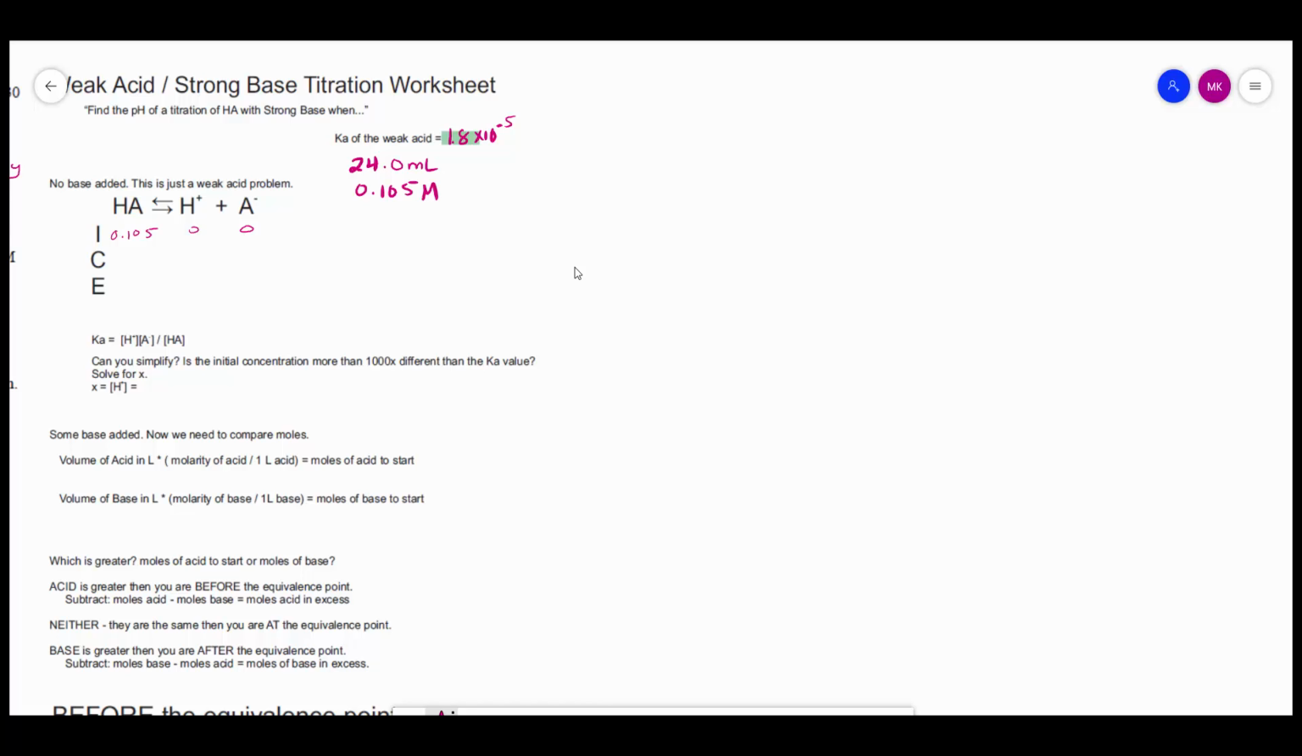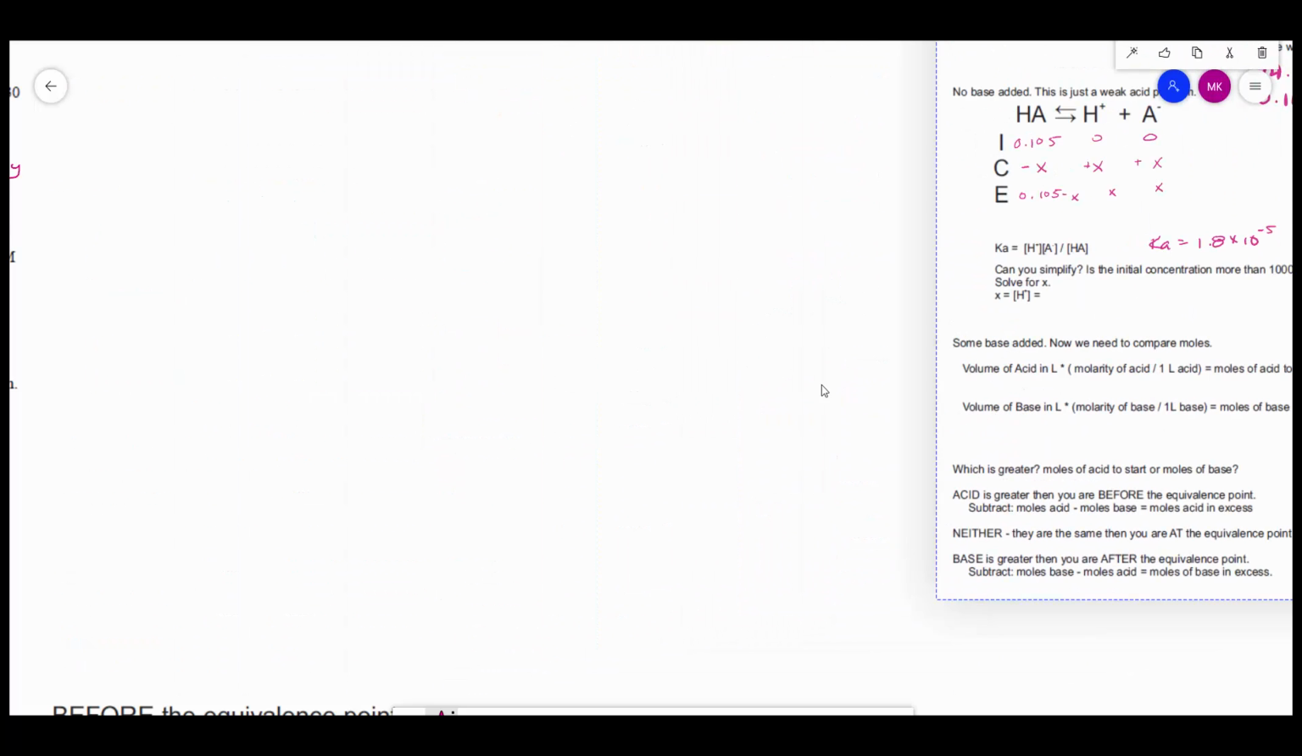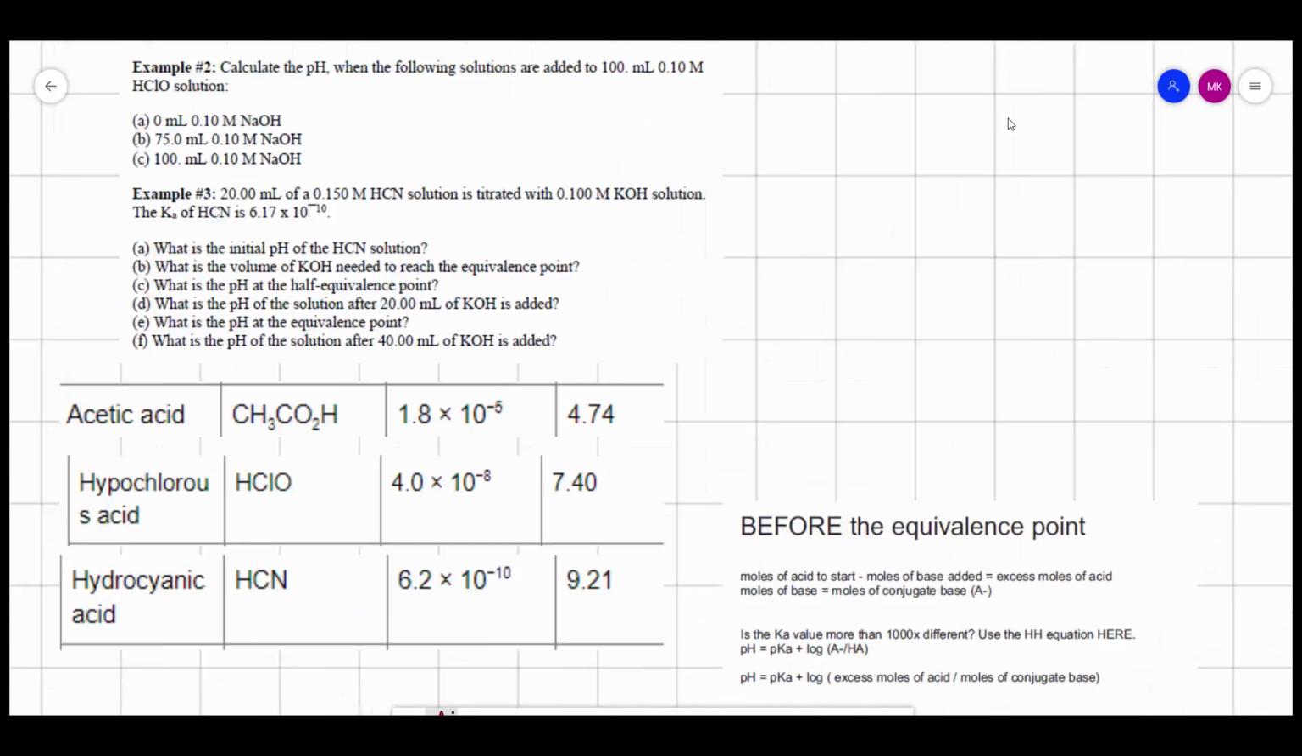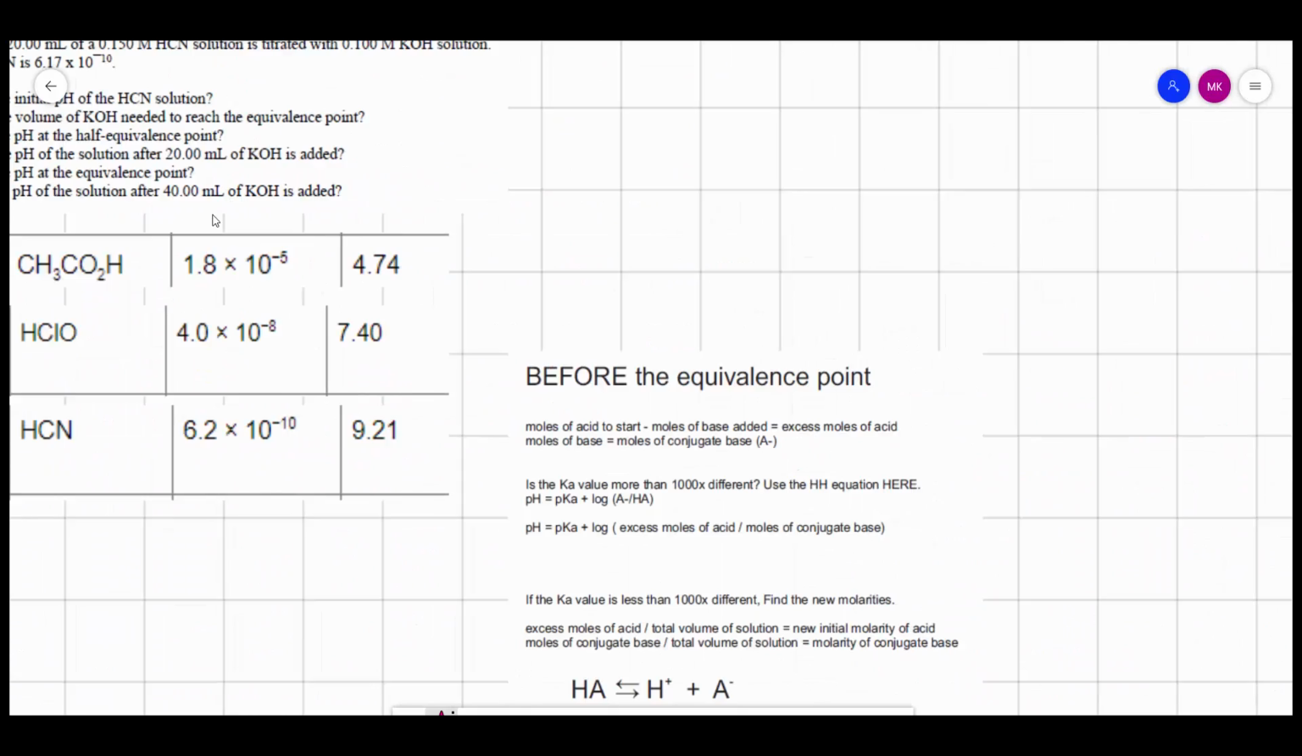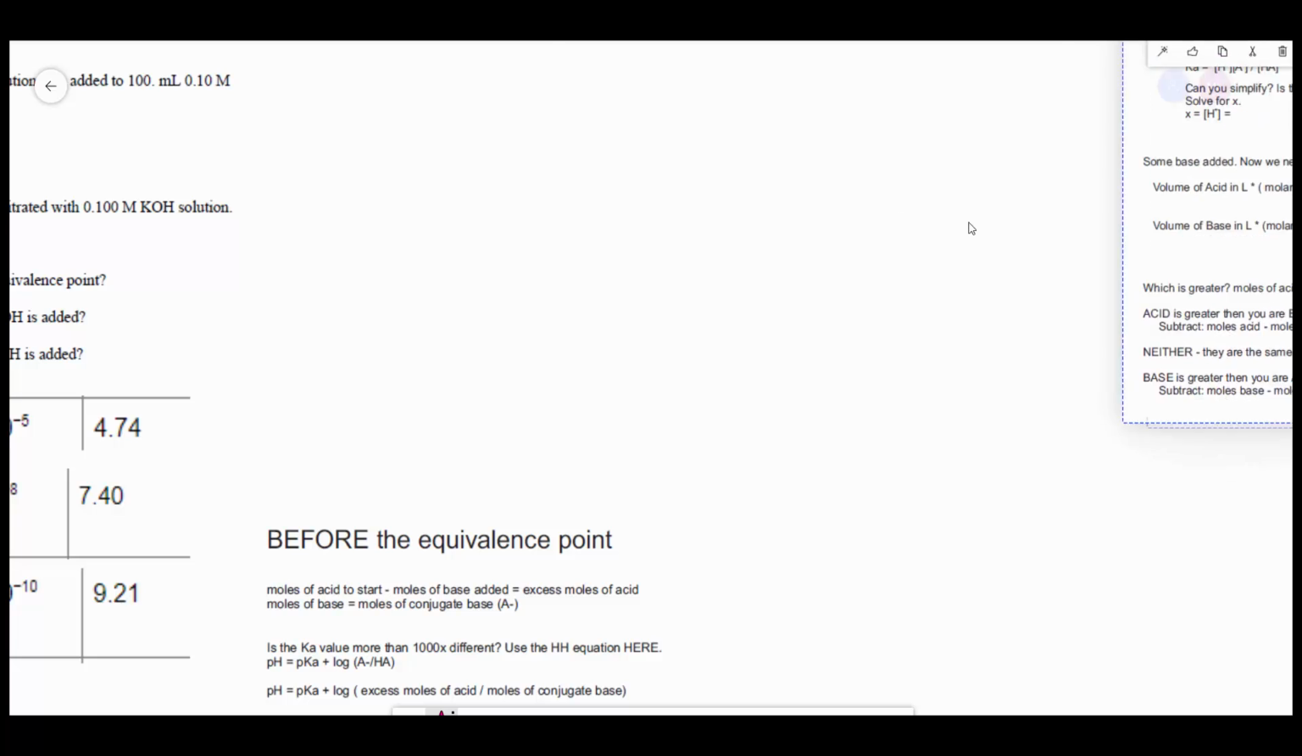This is an equilibrium. So we're going to take away some amount of weak acid. We're going to add some amount of H plus and some amount of our conjugate base. So at equilibrium, our concentrations look like this. This should be old hat by now. So the Ka is going to be 1.8 times 10 to the negative fifth, and that's acetic acid. That's why I know that. And I looked it up and popped it somewhere around here. Here's acetic acid, 1.8 times 10 to the negative fifth.